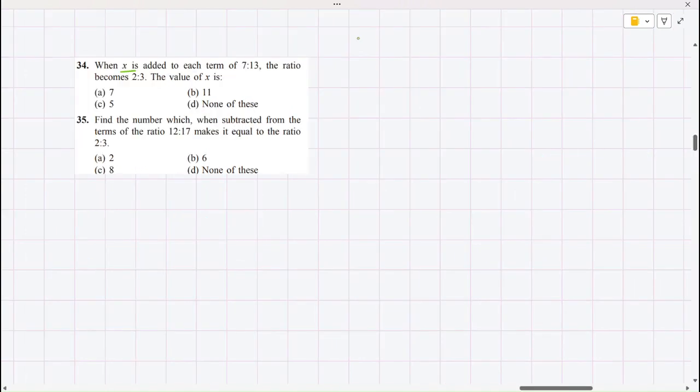Now this question says when x is added to each term of 7:13, the ratio becomes this. The value of x is. So basically, if we have two terms in this ratio, and when we add x to both these terms, the ratio becomes 2:3. Then they're asking that we need to find the value of x. So if we write here 7:13, then they're saying x is added, so we can denote added below, right? Then 2:3 is the resultant ratio that we get.